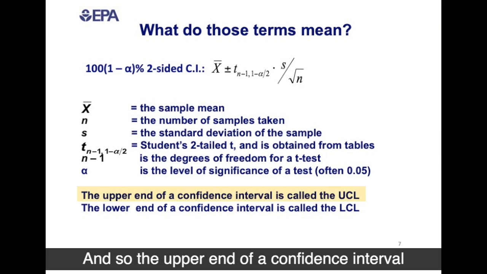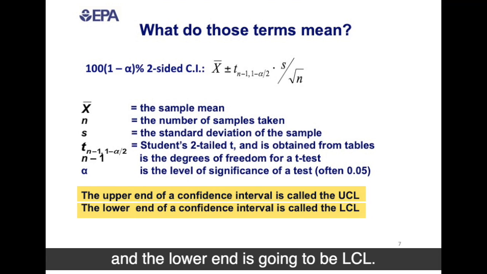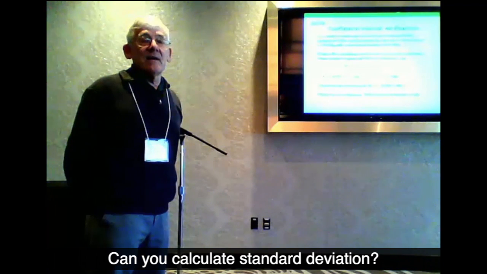And so the upper end of a confidence interval is called, logically, UCL, and the lower end is going to be LCL. So you can actually say there's an upper and a lower. All right, here's an example. We got 8 fish out of North Lake and had a mean weight of 84.3 grams with a standard deviation of 11.05.